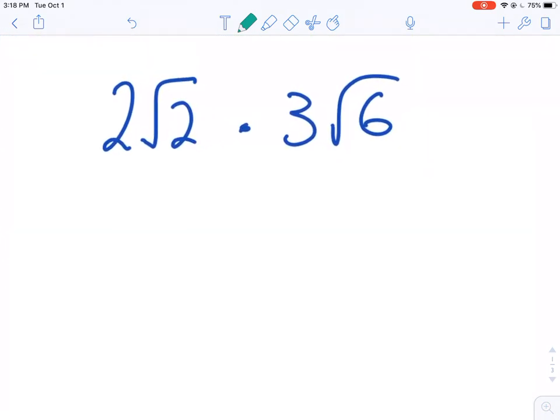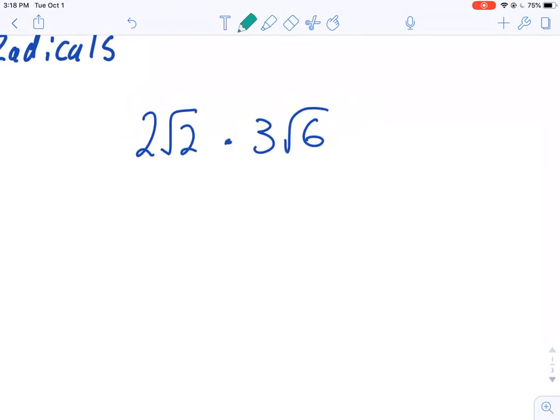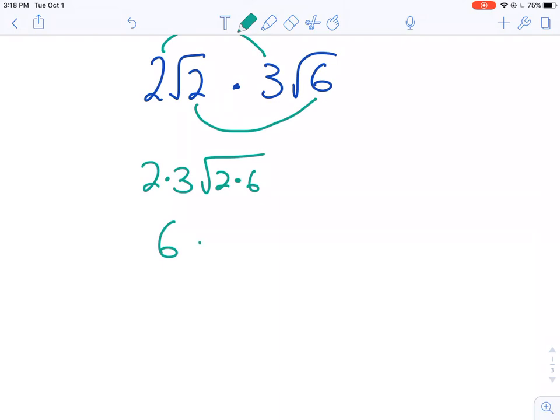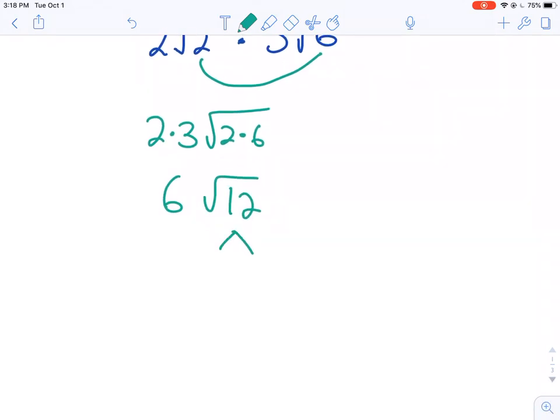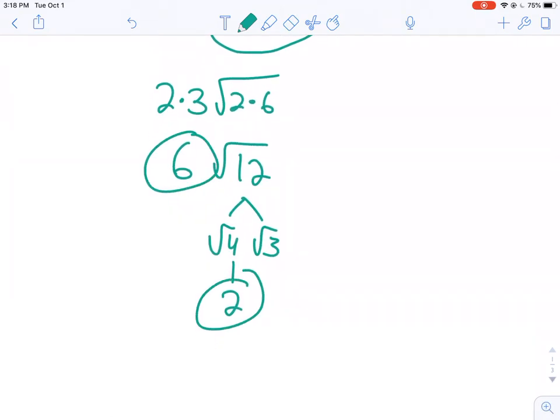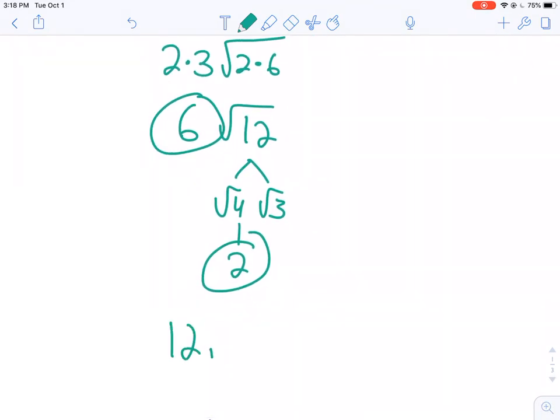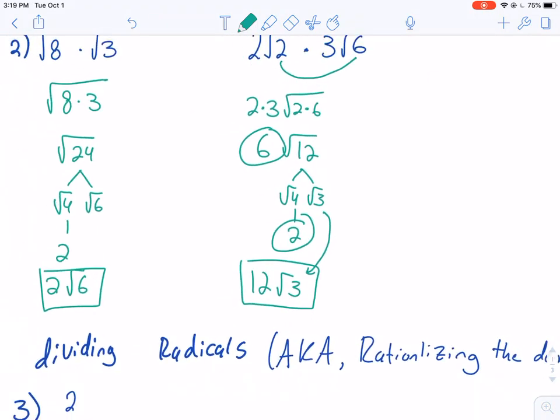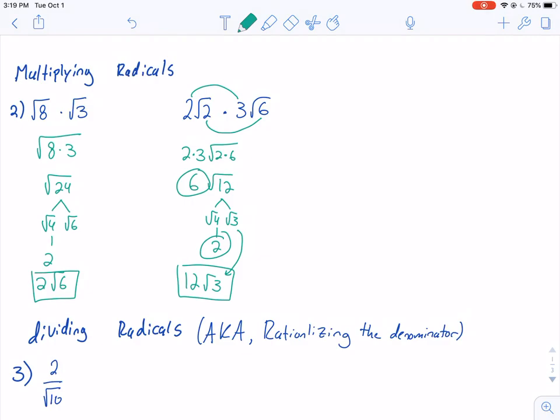Next, we're going to look at one with numbers on the outside. When we have this, the numbers on the outside get multiplied together and the numbers on the inside get multiplied together. So outside the radical times outside the radical, inside the radical times inside the radical. So that's 2 times 3 times radical 2 times 6. That would give us 6 radical 12. Simplifying again would be radical 4 and radical 3, 2. 6 and 2 are on the outside, so then we get 12 radical 3. Radical 3 comes from right there. So that's how you would multiply radicals.